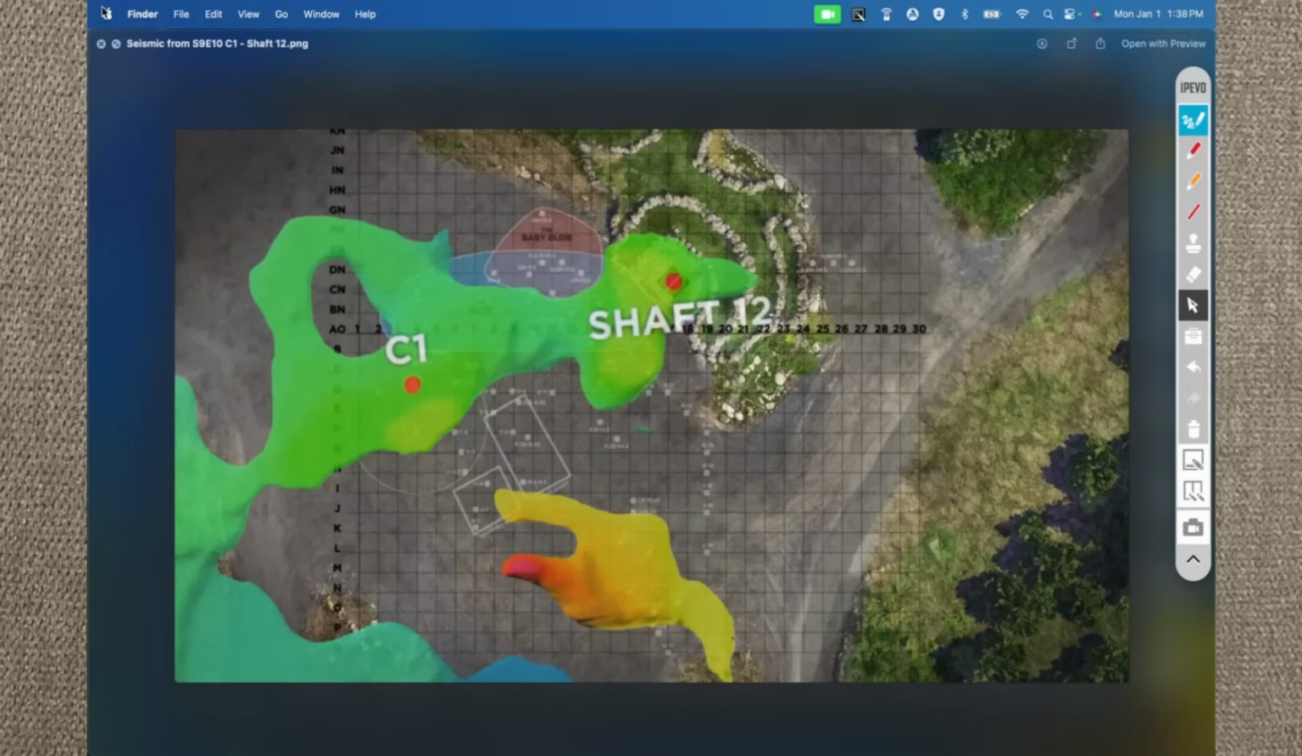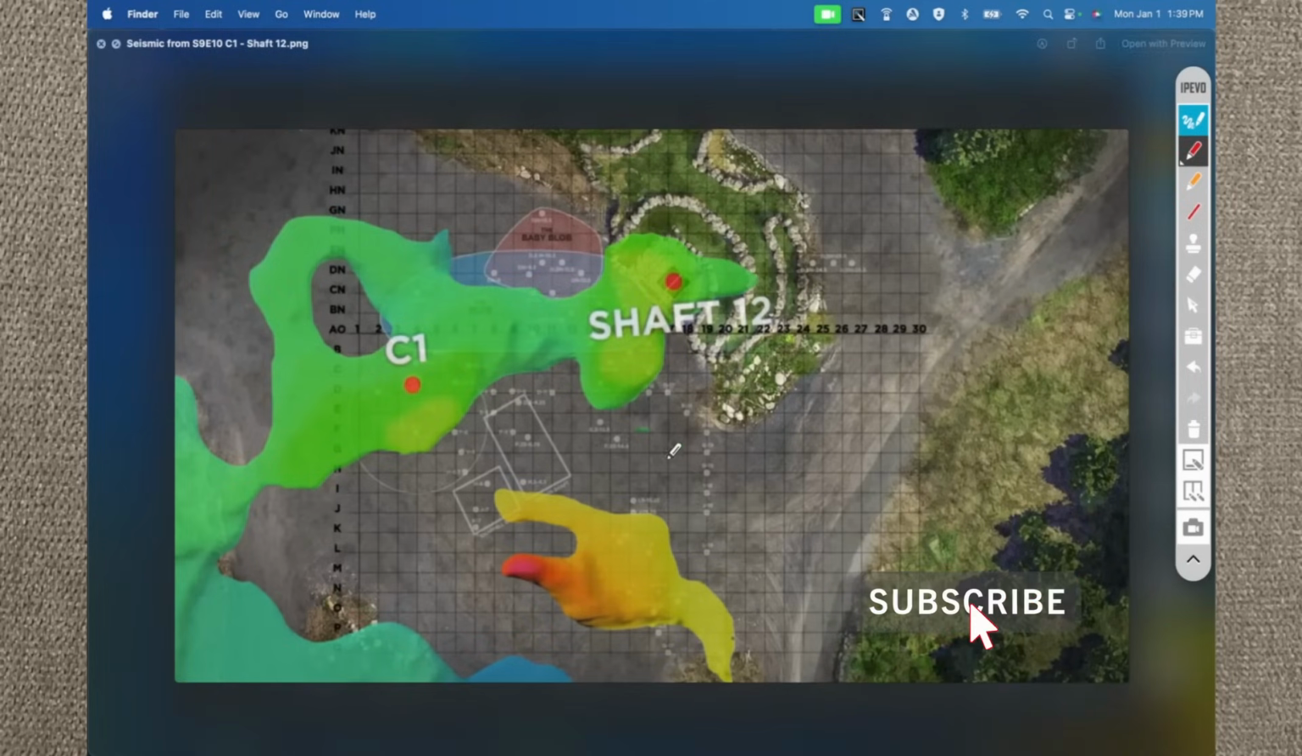And I remember them asking, show us where C1 and shaft 12 are in relation to this data. So you can see the C1 and the shaft 12 located. Now, at that time, they were calling shaft 12 the garden shaft. And a little bit later in this video, I'm going to show you where shaft 12 may actually be somewhere else, and this may be shaft 17. But for the purposes of this overlay, I'm going to continue calling the garden shaft shaft 12.